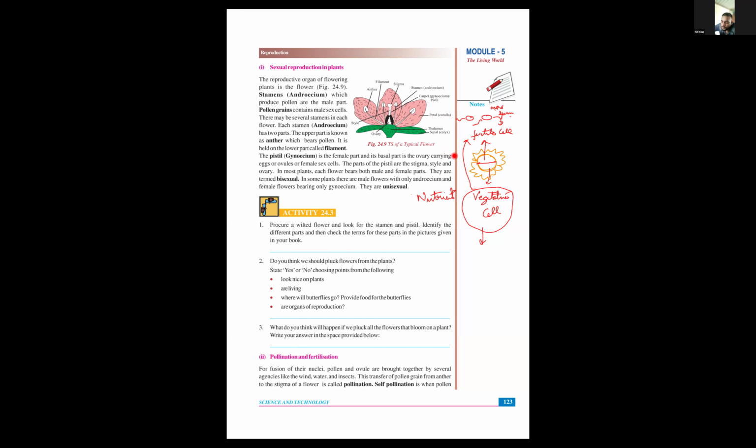Stamens are called the androecium, which produces pollen and is called the male part. Pollen grains consist of male sex cells. There may be several stamens in each flower. Many stamens will be there, and they produce pollen grains. Each stamen has two parts.